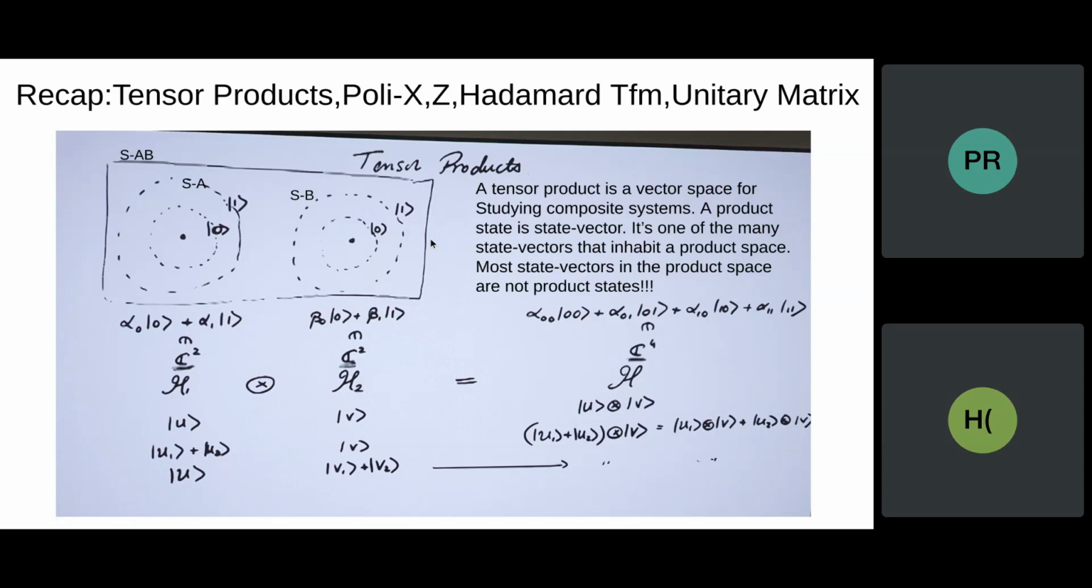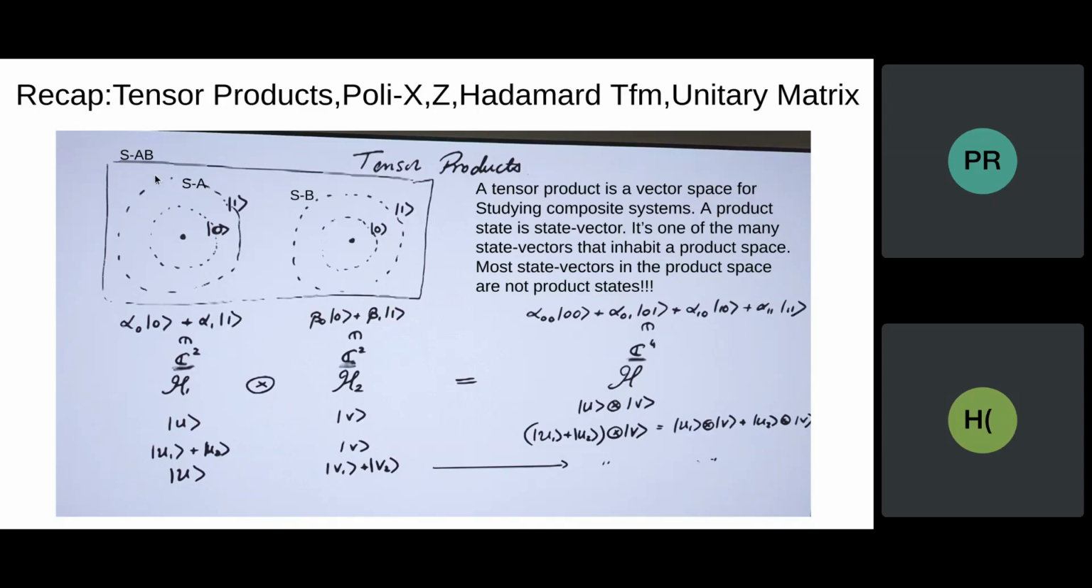So, state vectors that inhabit the product space: most state vectors in the product space are not product states. What it means is they are not the basis states. They are some combination thereof, but the states which are relevant to us, which we call product states, are nothing but basis states. So till now at least, we are focused on the superposition, which is based on states resolvable or factorable to simpler states, which are product states.